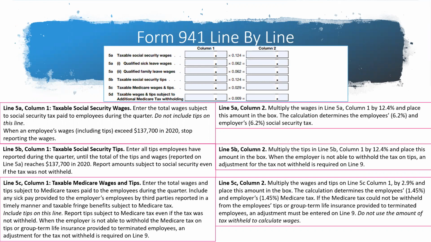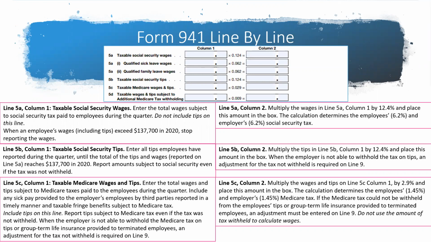There is a wage limit in terms of the additional Medicare tax, which is going to go on line 5D. So on line 5D, you're going to have your additional Medicare tax withholding. So any wages that were above and beyond the $200,000 are going to go on that line. And that is only taxable for the additional Medicare tax for the employee, not the employer.